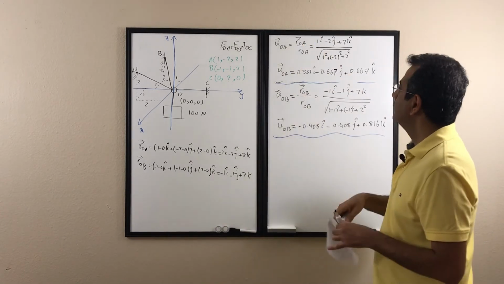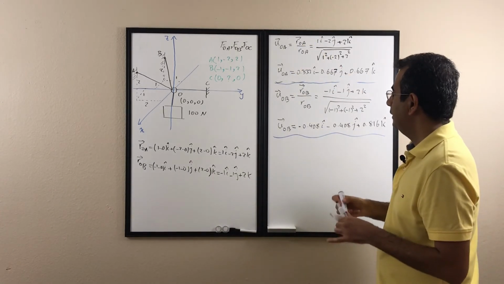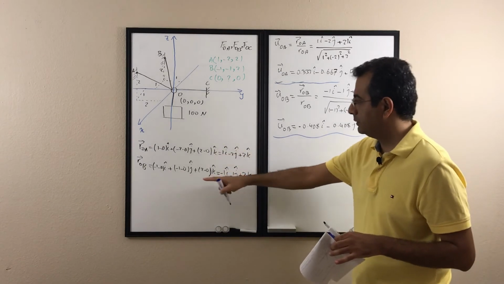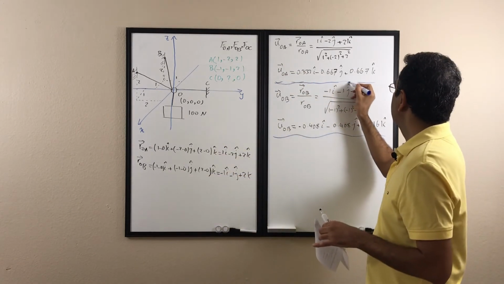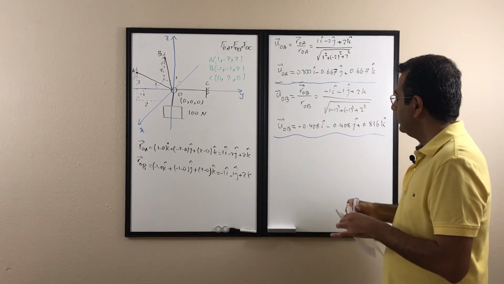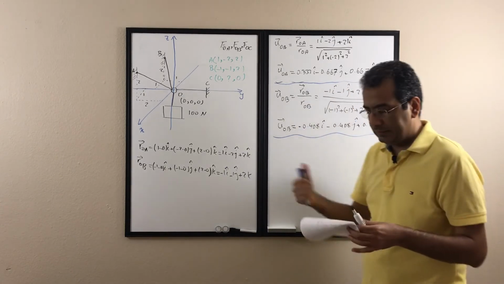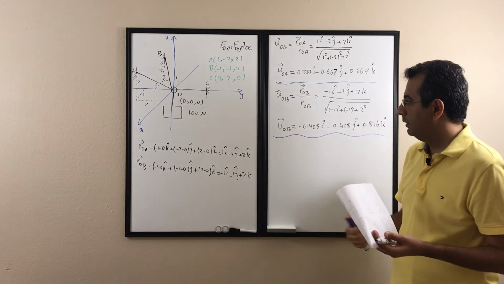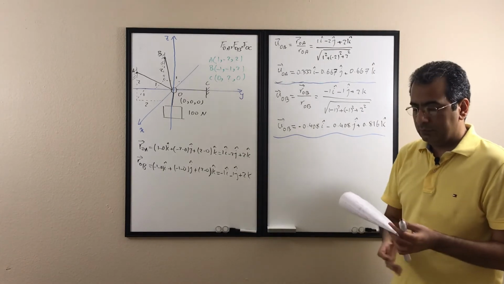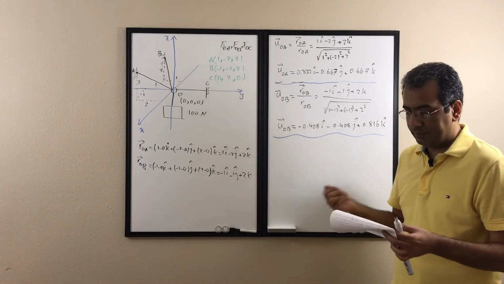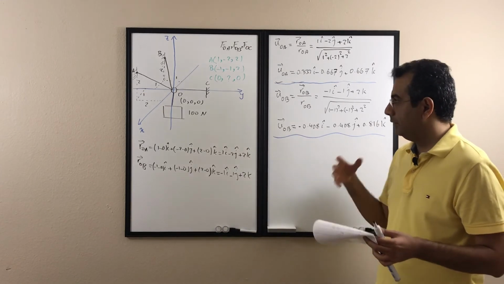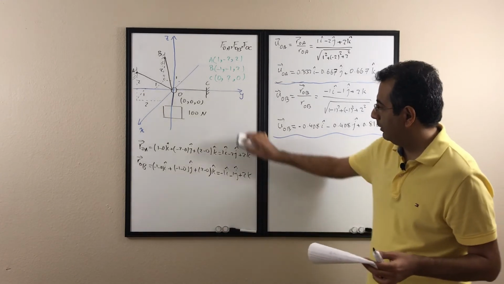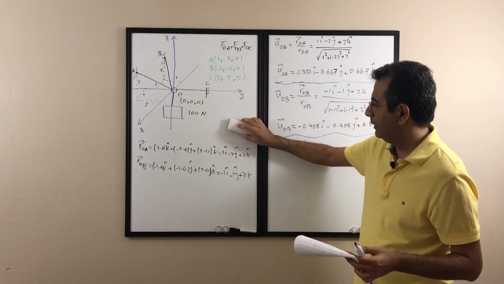So that's the position vector for OA, the position vector for OB, the unit vector for OA, and the unit vector for OB. By knowing that, we can start to find the forces that we have. We have 4 forces here that apply on that. So let's go back.